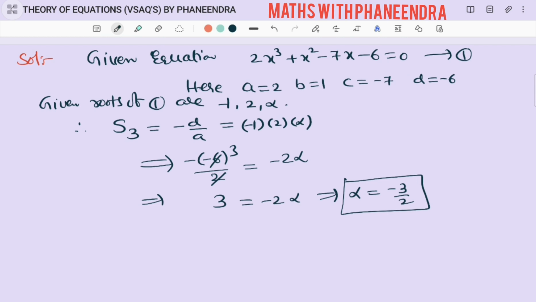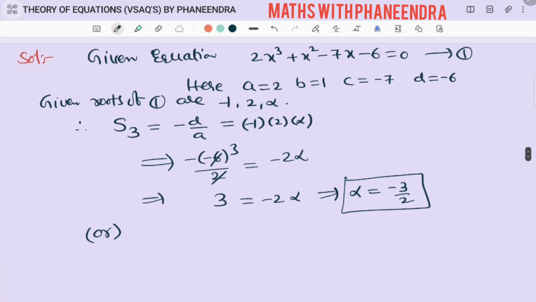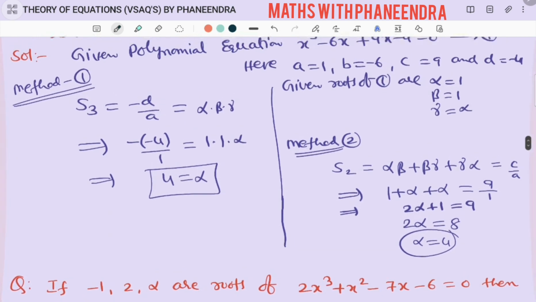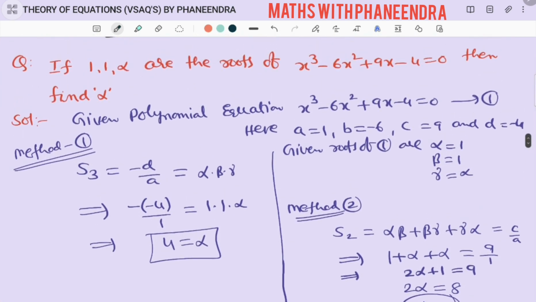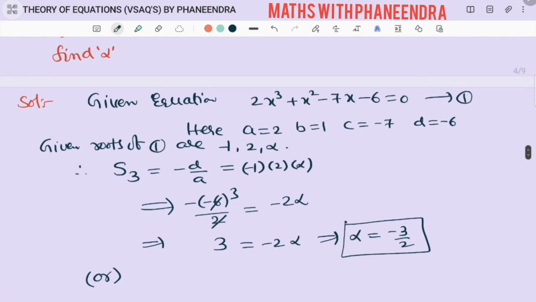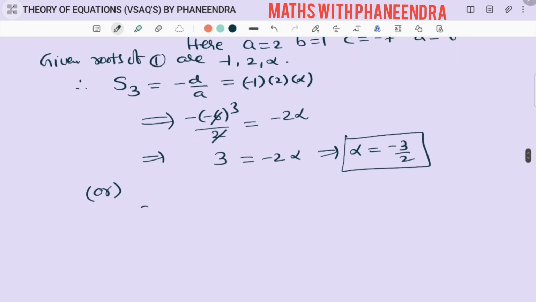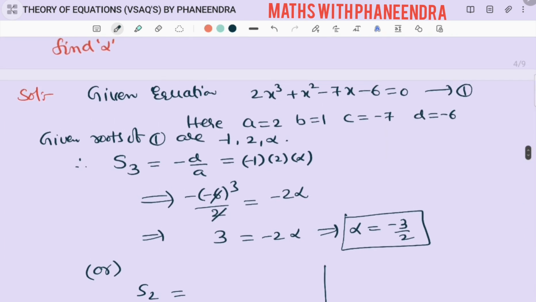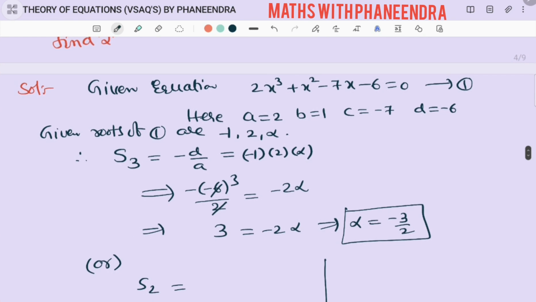This is method 1, from here, or you can go to S2 also. Some of the roots you can do, even S1 also, even the previous question also with S1. S2 or S1, we can take either. S2 means what? C by A.